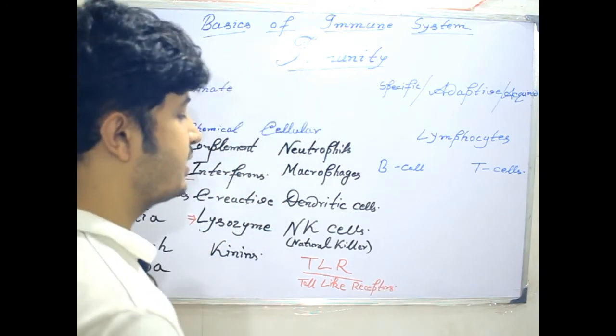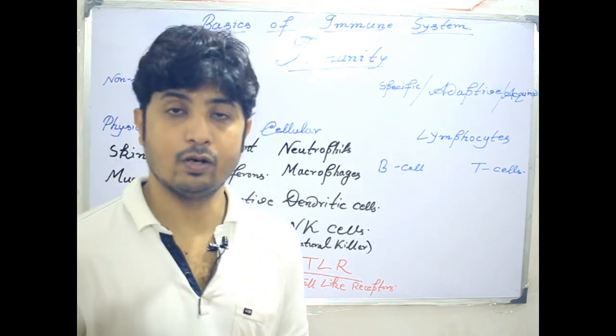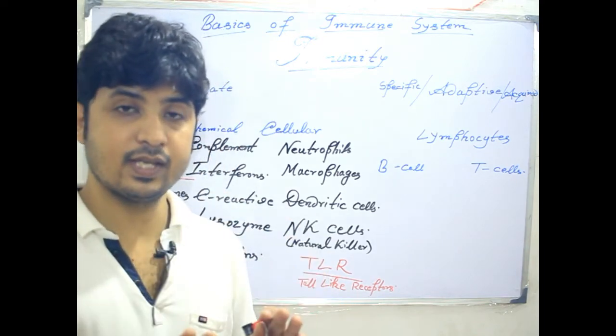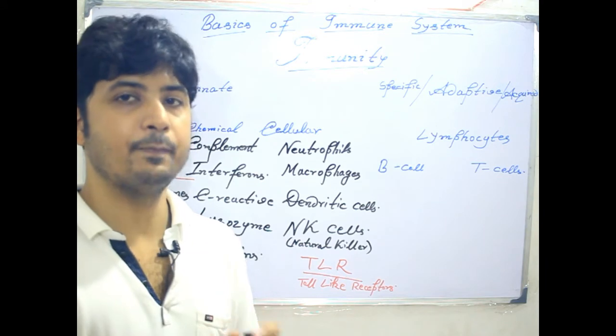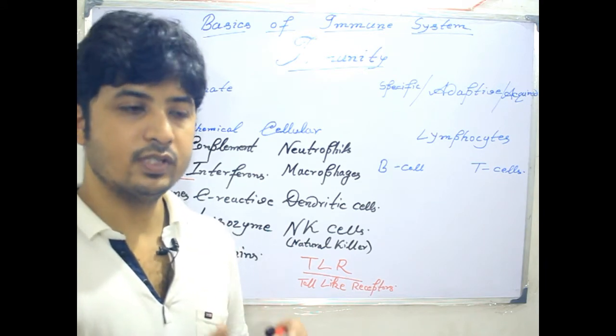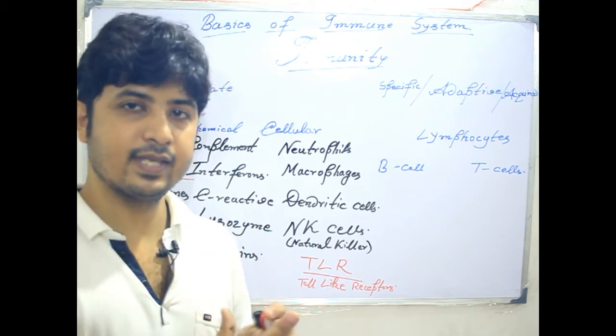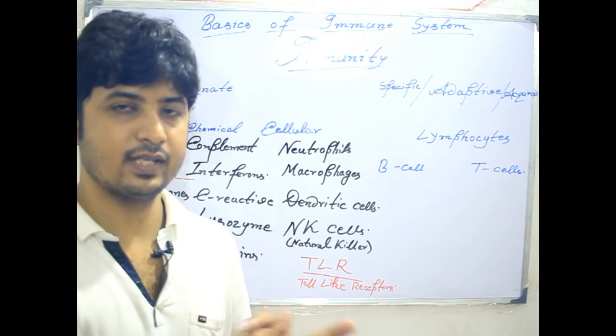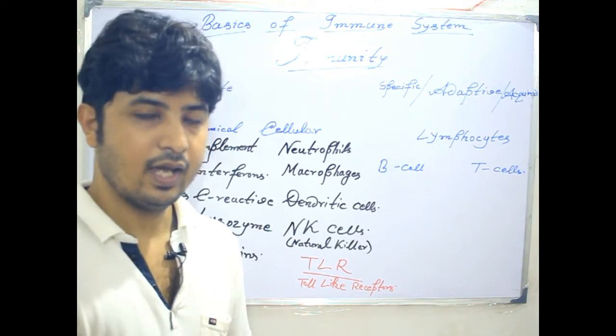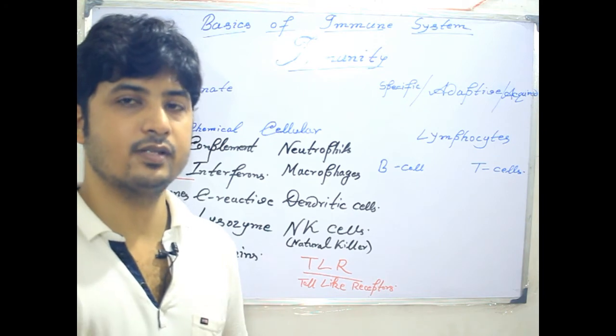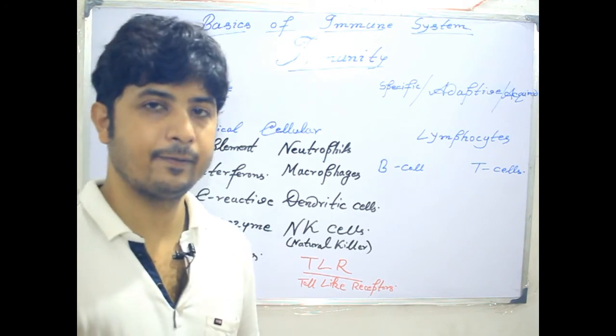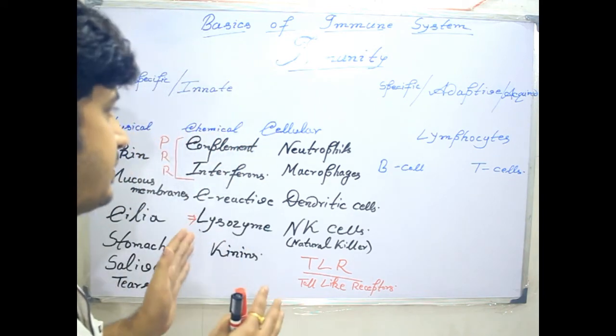This is the crucial receptor present over the surface of the cell, which is helping in pattern recognition. This particular pattern recognition helps the cell to isolate whether it is a self or non-self antigen, and then they start the mechanism to destroy it. Okay, so this is the basic thing.